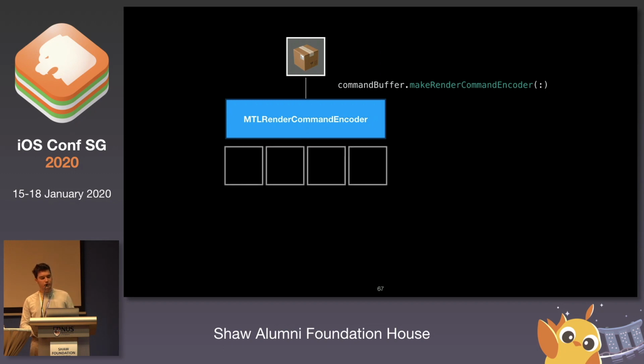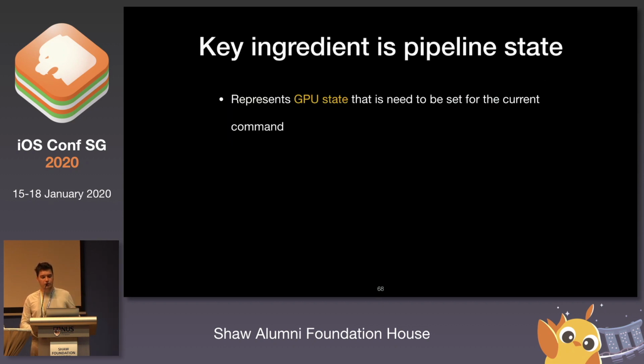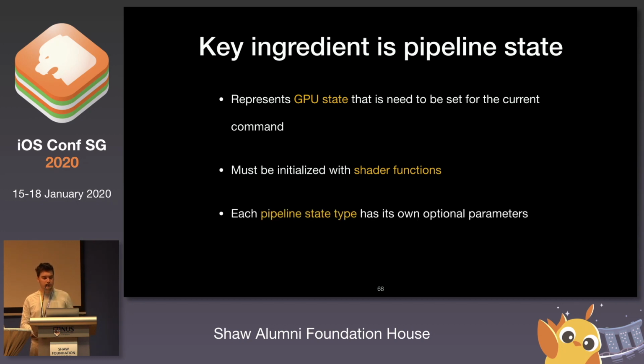And the process of creating a render command is very close to crafting in video games. So you have slots where you can put something and then just ask the encoder to bake something out of it. But one ingredient always has to be there: the pipeline state. The pipeline state represents the GPU state that is needed for the current command. It is composed of shader functions that we covered earlier, and each pipeline state has its own optional parameters, for example, textures or maybe some constants as well.